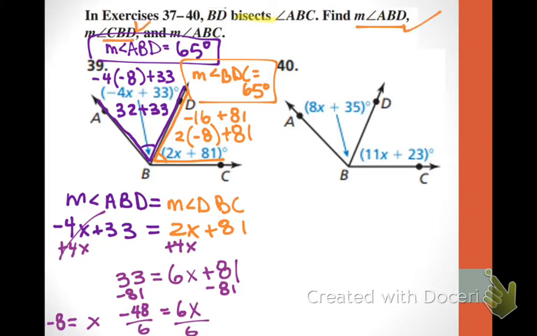Did we find the measure of angle ABC? We did not. So that's what we need to do next. There's no algebra for the measure of angle ABC, so how do I find it? Yeah, add 65 and 65, which makes 130.